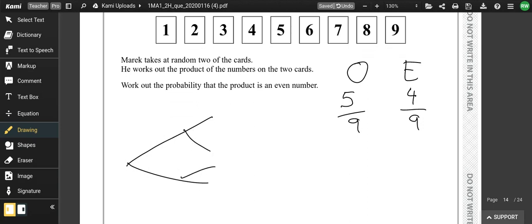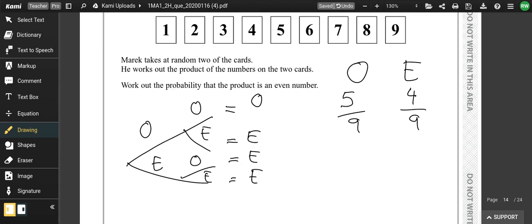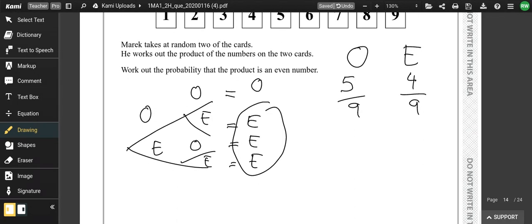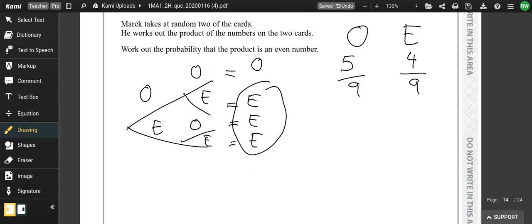So if we multiply these together, like odd, odd, even, even, odd, even, work out the probability that the product is an even. So we can go odd times odd is odd, odd times even is even, even times odd is even, and even times even is even. So we can either work out all of these three and add them up, or we can do 1 minus the probability of getting odd times odd, which is actually a bit more efficient.